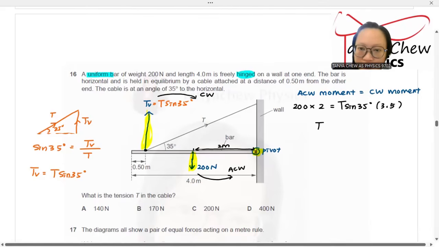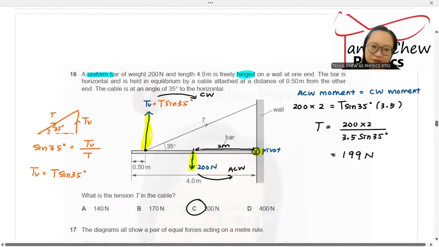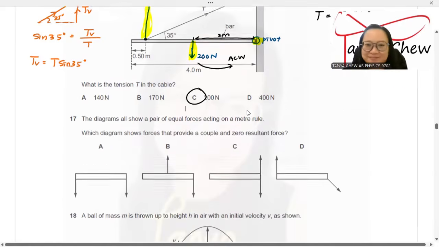Right, so the T that I got is 200 times 2 divided by 3.5 sine 35. You should get 199 Newtons, so you round it off to 200 Newtons. C is the answer.